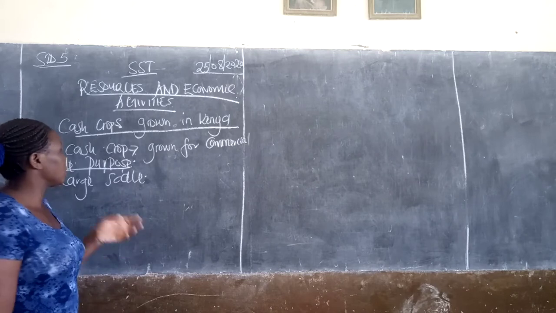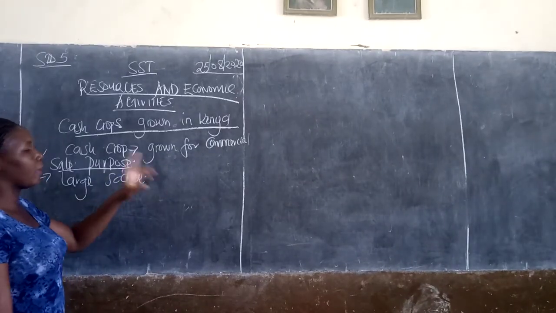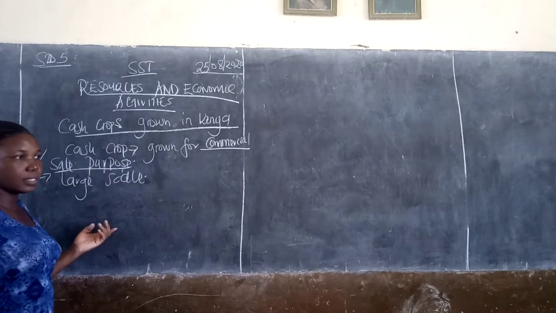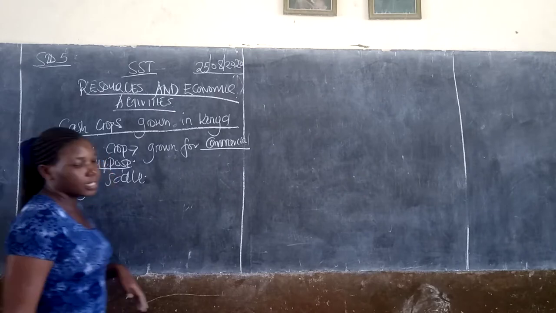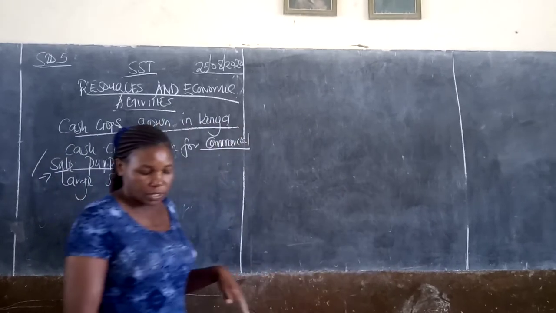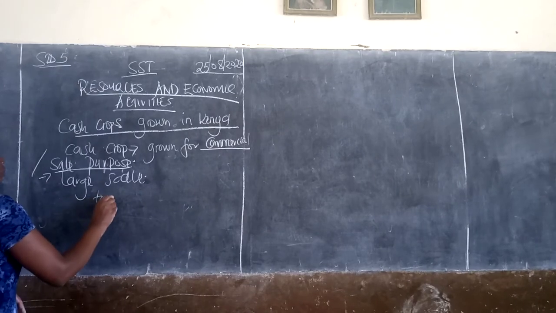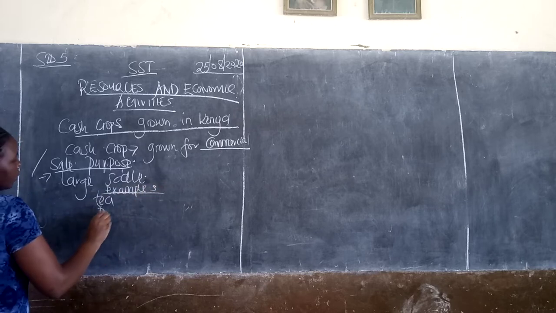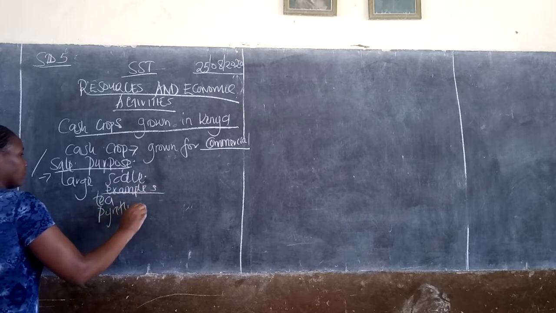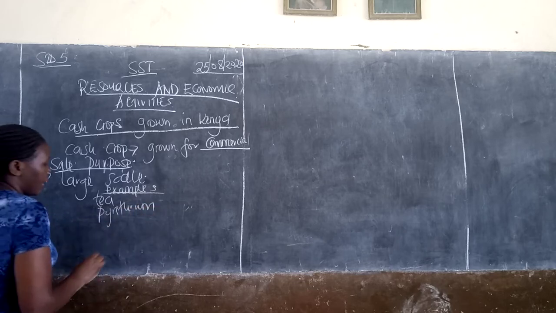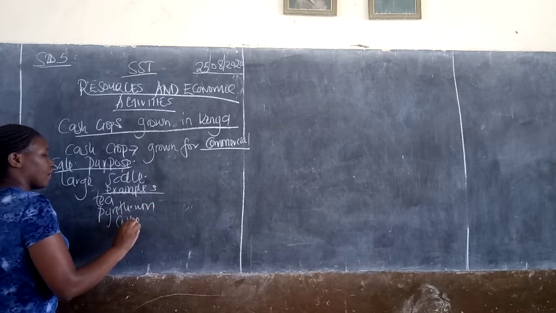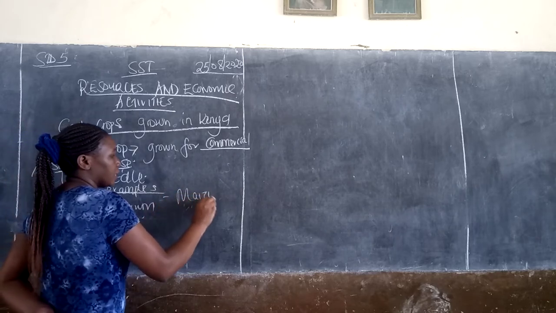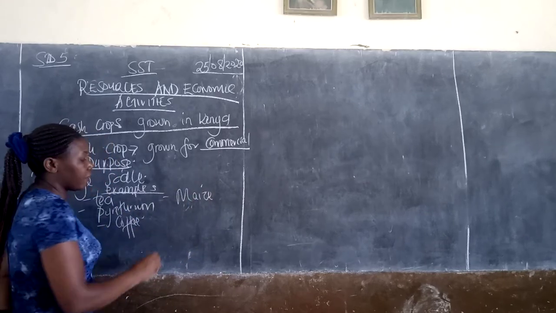So if somebody asks what is a cash crop, these are crops grown for commercial purposes. Anytime in your answers, if you get commercial or sale, it means the same thing. So that is the meaning of cash crop. Examples of these cash crops: we have tea, pyrethrum, coffee. We have maize. Maize nowadays is grown for sale. We have flowers.